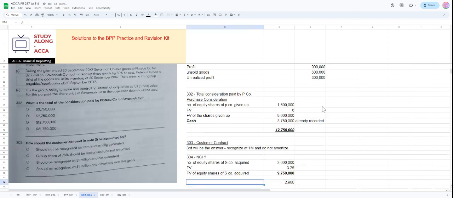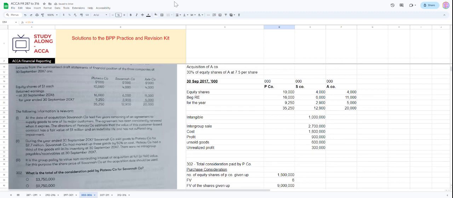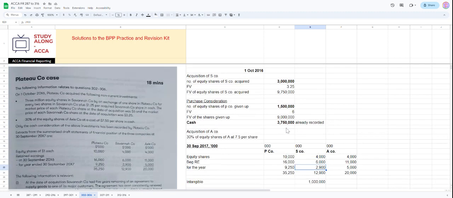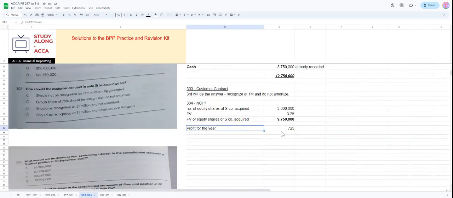2900. Okay, this is the profit we can say. Profit for the year. So NCI is one fourth, I think. Why is it one fourth? Because this 2900 is for the full year, and here our period is October to 17. So we have full year, and then the fair value is this thing. So profit for the year is how much?